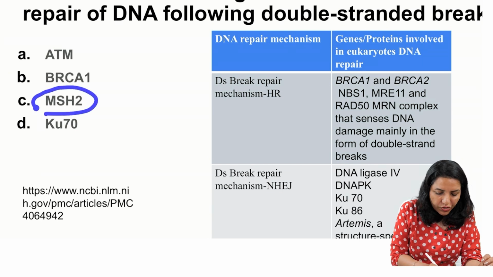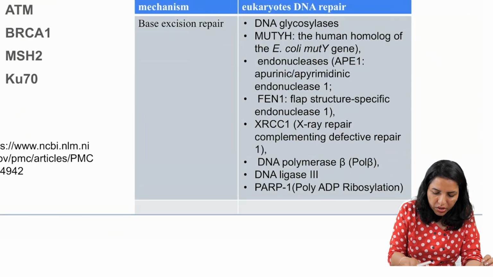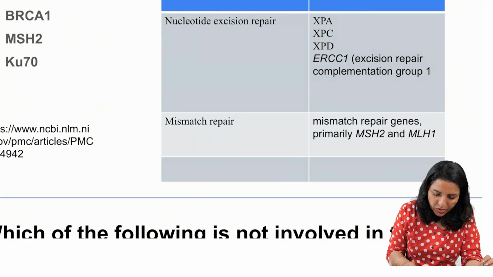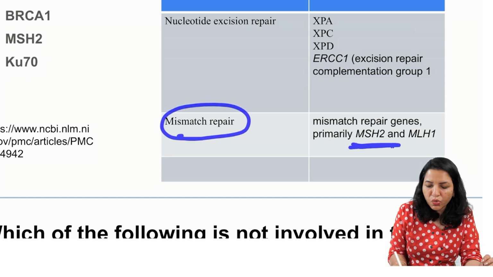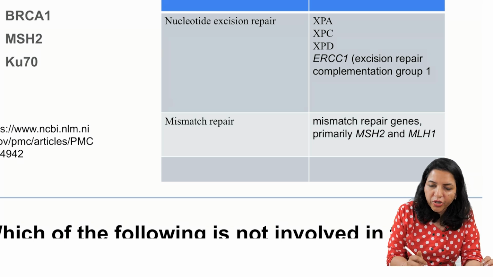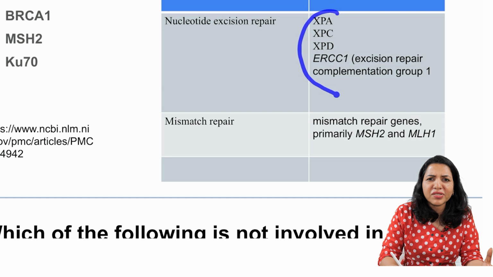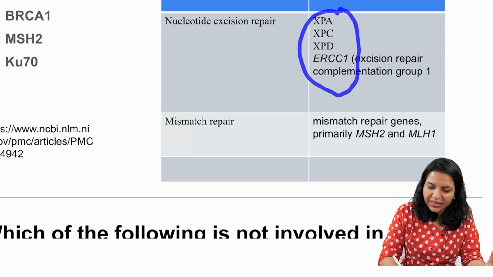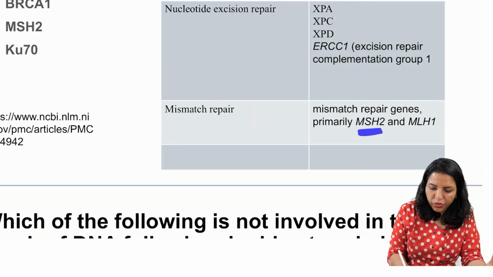Then what is not involved here is MSH2. So what is this MSH2 for? MSH2 is for a mechanism called mismatch repair. There you can find MSH2 and MLH1. Let me tell you the other important proteins involved in other repair mechanisms. I know this is very complicated, but still. Where you can see XP, whenever you see XP, you know that it is nucleotide excision repair. So XPA, C, D and ERCC1. And for mismatch repair, I've already told you MSH2.